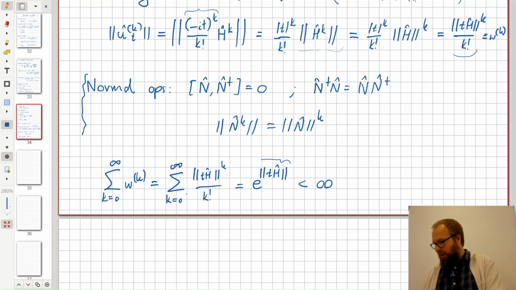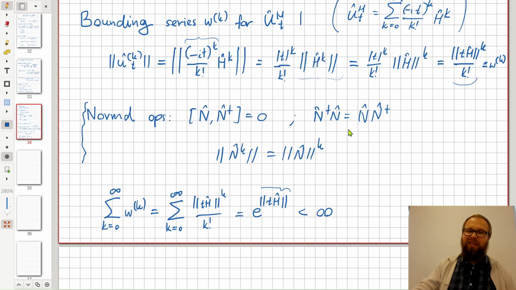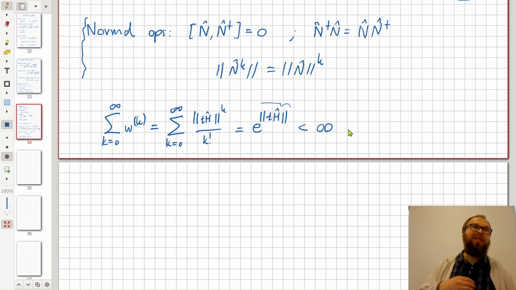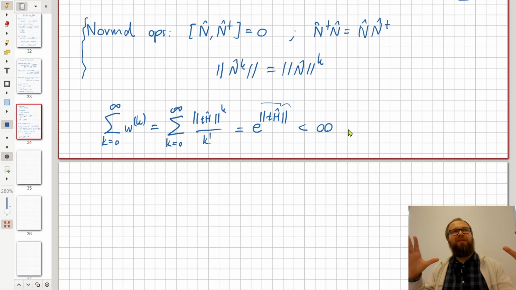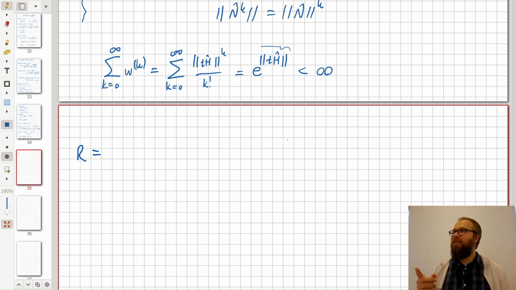So we know that our evolution operator, because it is bounded by a convergent series, also converges absolutely and uniformly within the radius of convergence of this bounding series. What is the radius of convergence of the function exp? Well, we can check, although you probably know. So the radius of convergence, if you remember, was 1 over the, yeah?